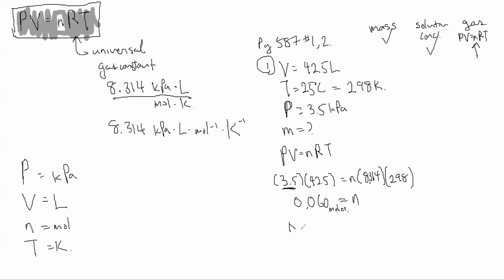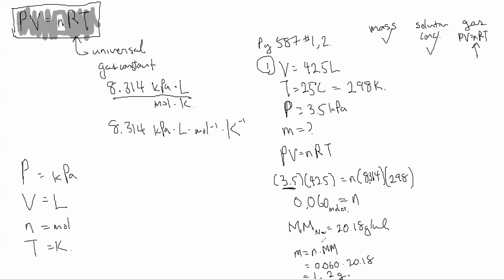What is the molar mass of neon? That I actually have to look up. Give me a second while I do that. You might have your periodic table already ready. Good for you. Neon is 20.18 grams per mole. That means mass, being moles times molar mass, 0.060 times 20.18. That is equal to, sig figs again, 1.2 grams. I have 1.2 grams of gas.